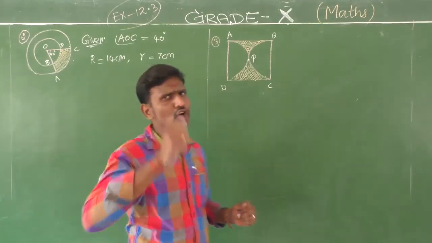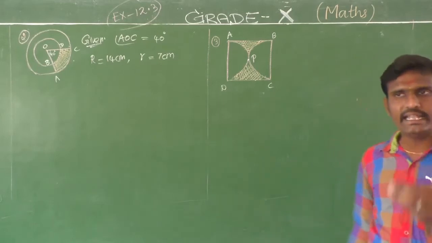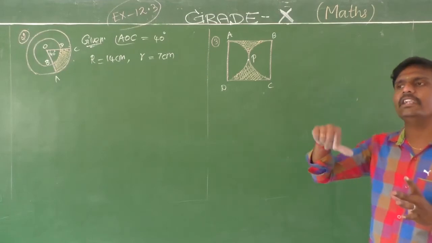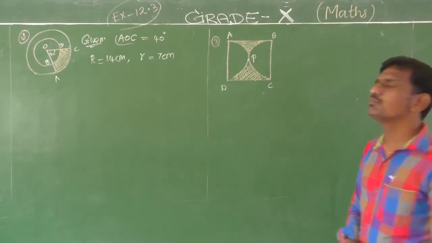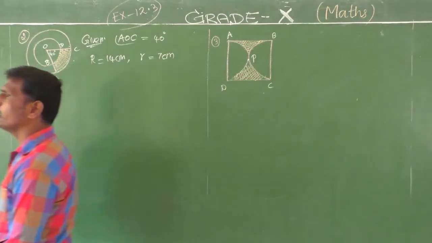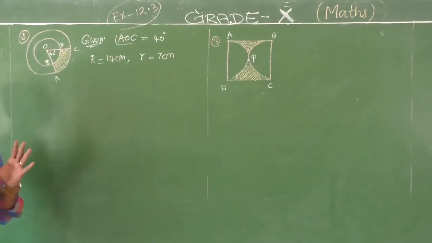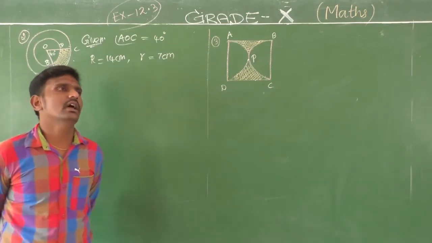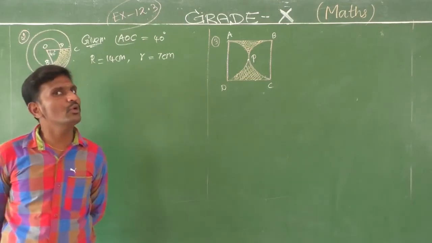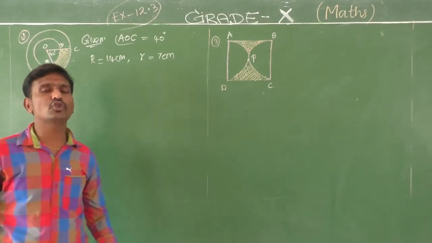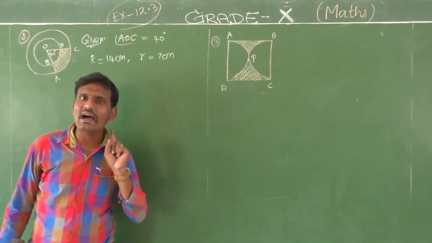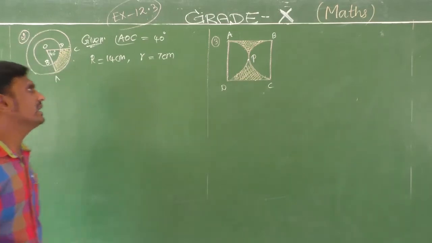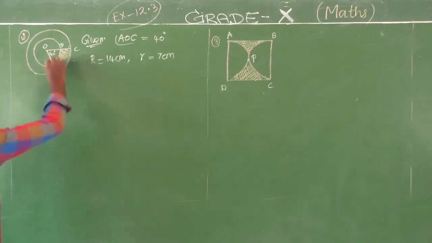Before that, do you know, student, what is a concentric circle? Center same. From the same center, we have to draw circles with different radii. That is called concentric circles. Two or more, any number of circles. Already you did one sum in exercise 12.1, the blue color, yellow color, red, like that. So that is called a concentric circle. You have a common center with different radii.